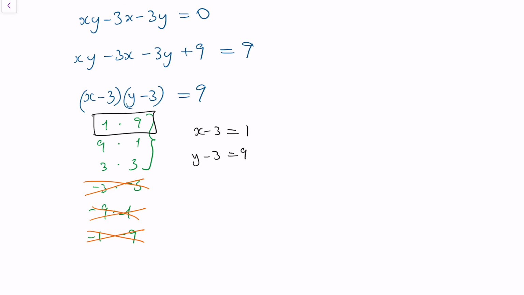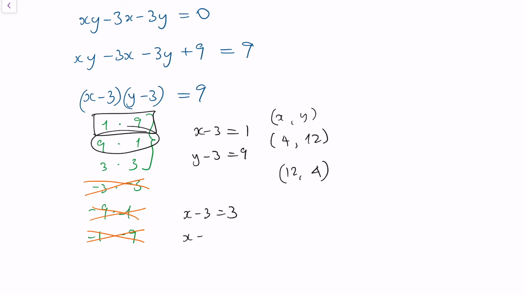Using the first possibility, we have x minus 3 is equal to 1, y minus 3 is equal to 9, so the solution is 4 and 12, x y. So this is x, this is y. The second possibility is we have symmetry, so 12, 4. And the last one, if x minus 3 is 3 and y minus 3 is also 3, we have x is 6, y is 6, all right?